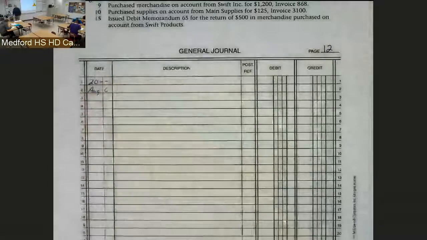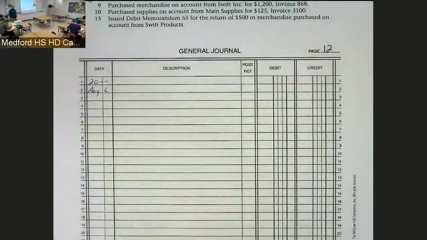We're starting on August 6th. Again, let's talk about here, kind of going back to the early days in accounting one, when we had these problems, we're analyzing these problems, what did we do? The first thing we did is we took a look and said, all right, what's going on here? What accounts are affected? So we're purchasing merchandise.